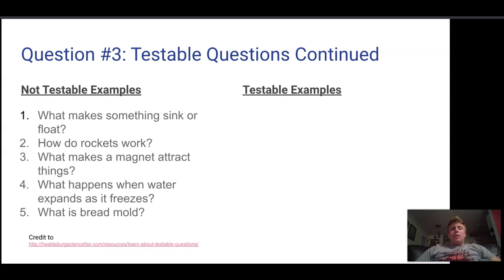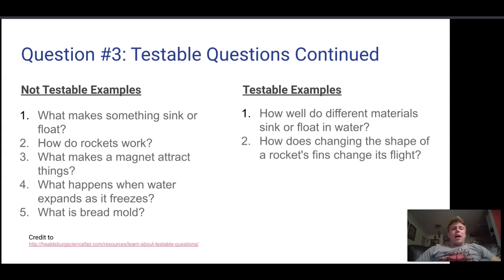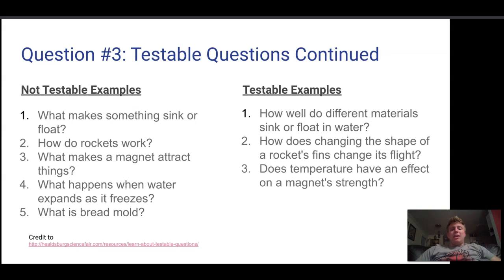In order to make that question testable, I would say something along the lines of, how well do different materials sink or float in water? Number 2, how do rockets work, is better formed. A better question would be, how does changing the shape of a rocket's fins change its flight? Question number 3, what makes a magnet attract things, is not testable, but rather we could reword it and say, does temperature have an effect on a magnet's strength?